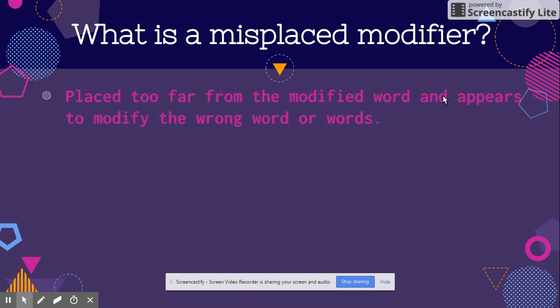The definition of a misplaced modifier is a word that is placed too far from the modified word and appears to modify the wrong word or words. So if you have a word in the sentence that is supposed to be modifying a certain word, but it's arranged in the wrong way or incorrectly, it looks like it's modifying the wrong word.